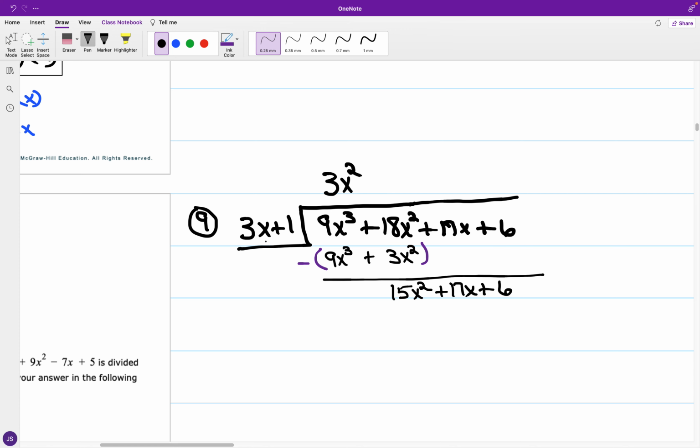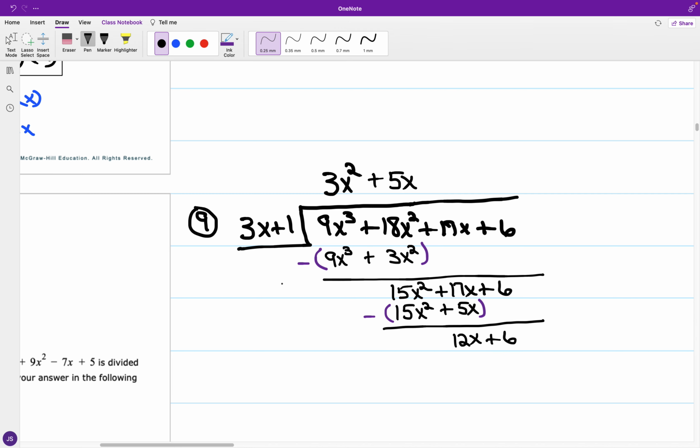Okay, so I started out taking 3x into 9x cubed. Now I can take 3x into 15x squared, so that will go 5x times. And distributing, you got 5x times 3x, so this will be 15x squared. 5x times 1, so that'll be 5x. And applying subtraction once again, 15x squared minus itself goes out. 17x minus 5x, and that would be 12x.